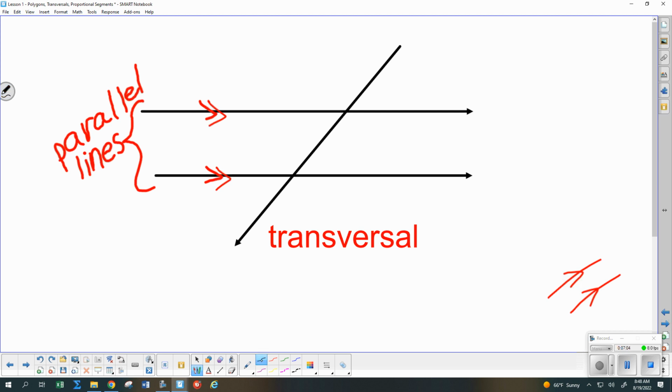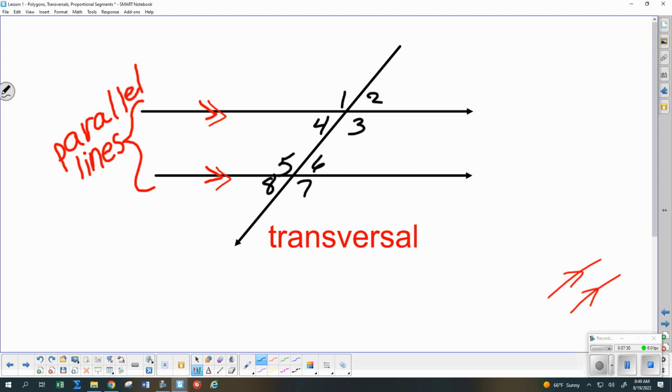But where this transversal crosses those two parallel lines, how many total angles do you guys see? Hold up some fingers for me. How many total angles do you see in that picture? And I'm mostly seeing 8s being held up. So 1, 2, 3, 4, 5, 6, 7, 8. And again, don't copy these numbers yet. We'll do those on the one that we put on the formula list on the next slide.